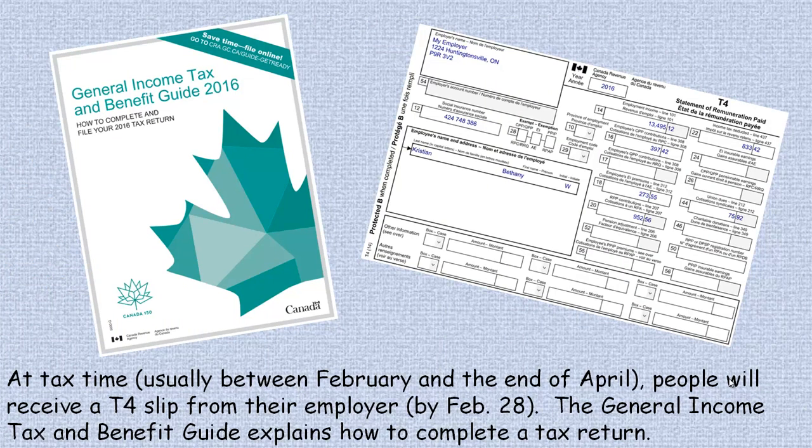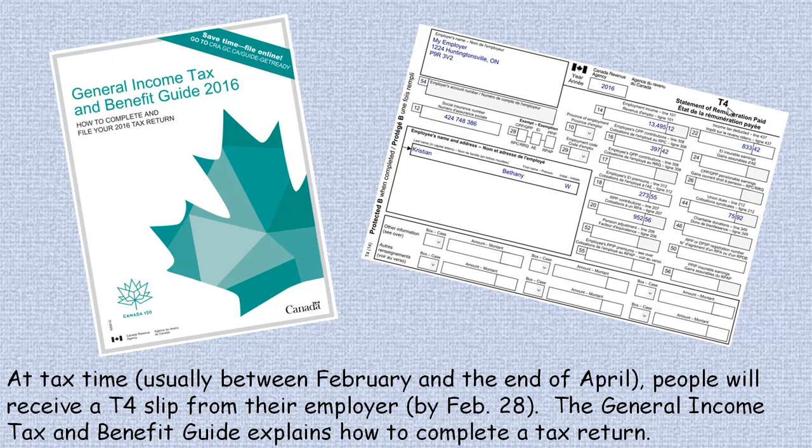A couple of forms. The one on the left here is the General Income Tax and Benefit Guide, and I'm making this in early 2017, so that's why it says 2016. That's the 2016 income tax year. We'd be filing income tax forms as of right now, at tax time, and this explains how to complete a tax return. So a lot of what you need to know is in this guide. This is one of the main forms you get.